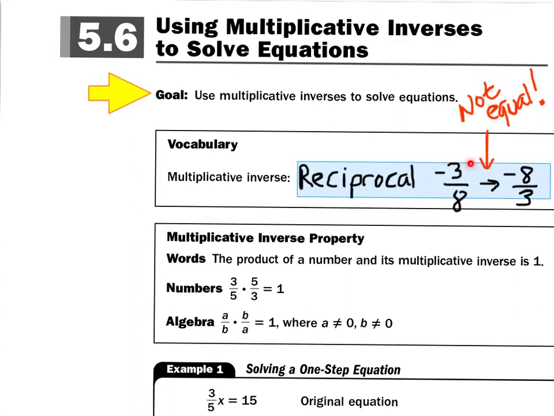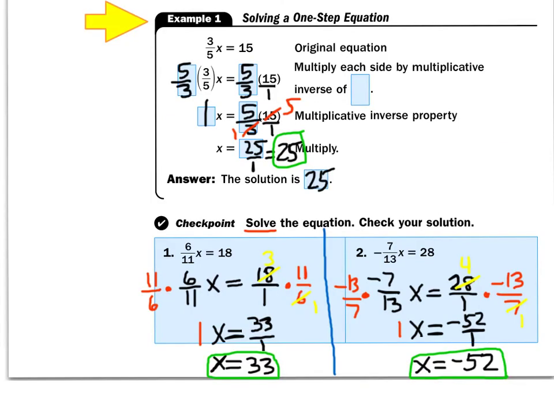So if I started off with the fraction -3/8, I would just flip it. And remember, when I flip a negative fraction, notice how I let the negative float on top and then I flip the numbers. So the reciprocal would be -8/3. And notice how I did not use an equal sign. I used an arrow. These are not equal. They're inverses. They'll destroy each other. Okay, so take a look at example 1.